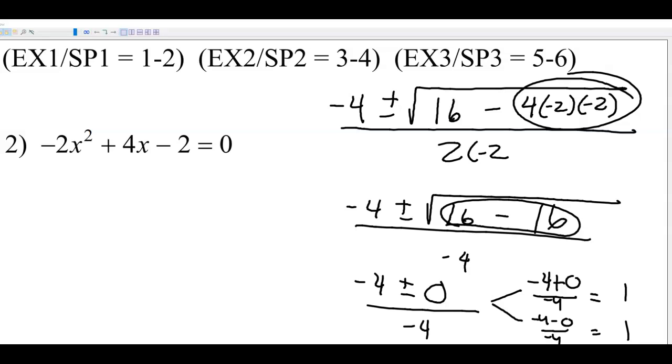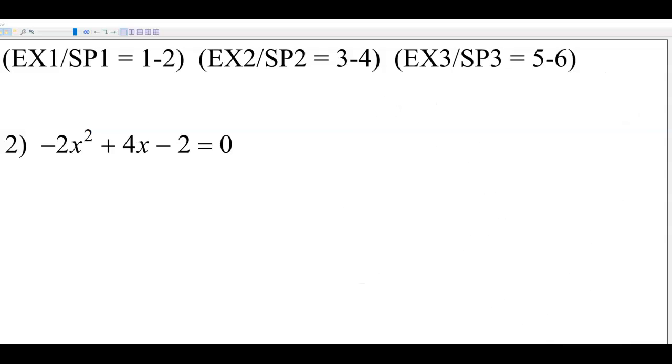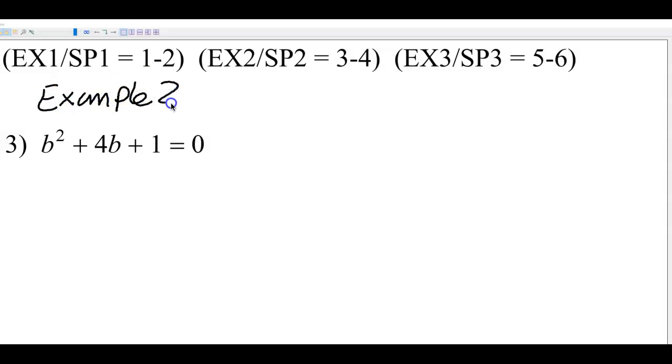All right. Moving on to another type of problem. We're going to do 3 sets. This is our second set. Get out another sheet and write down number 2. Example 2, please. Example 2.